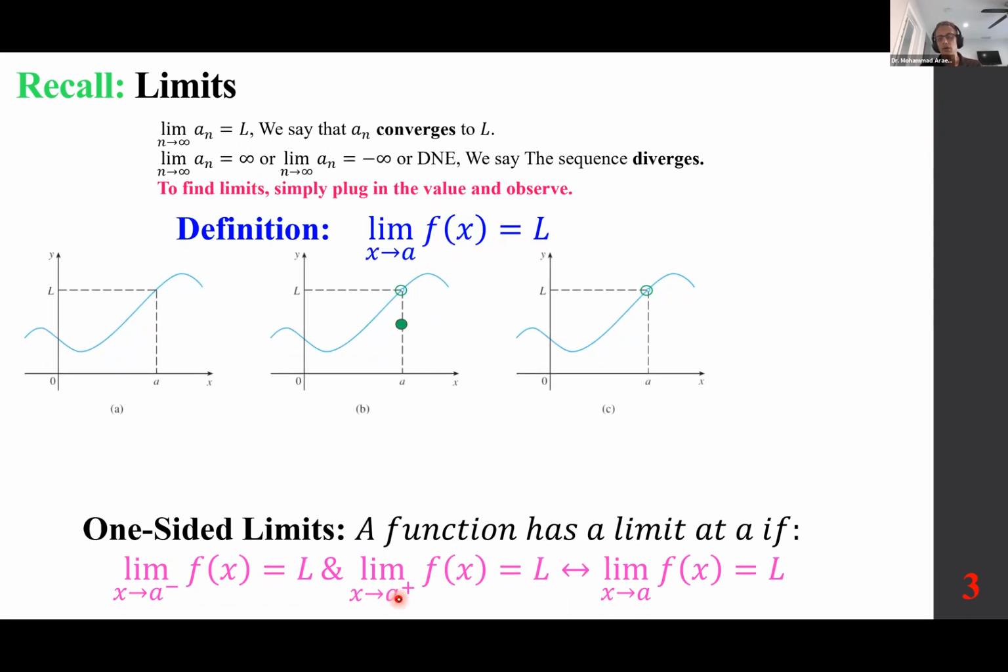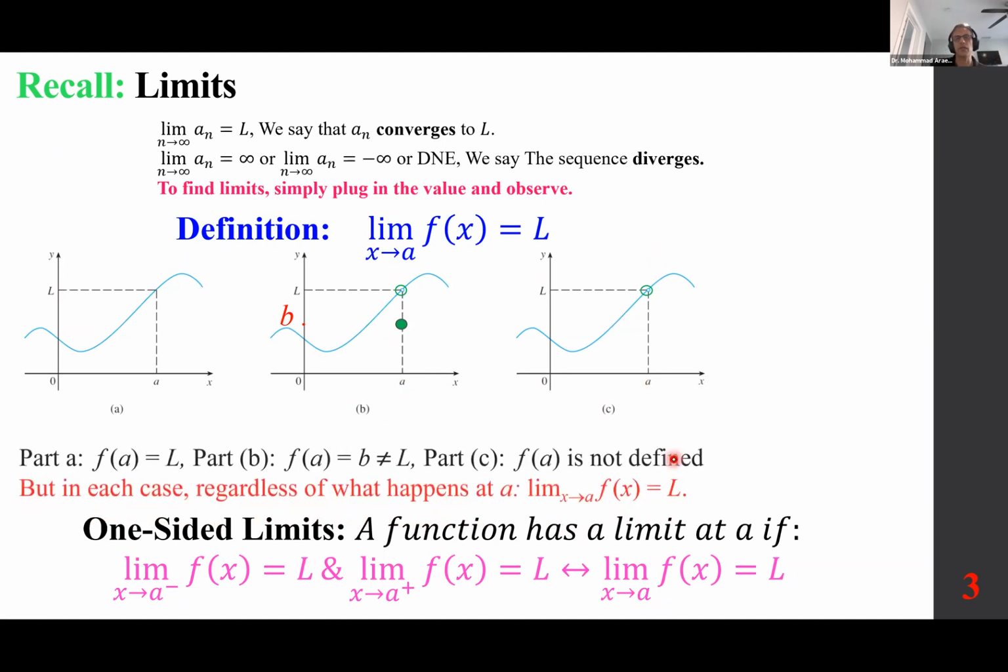And in all these cases, we noticed that as x approaches a, the limit exists and it's equal to L. In this case, f of a equals L, which means it's also continuous. In this case, f of a is equal to something else, B. And in this case, f of a is not given to us, it's undefined.